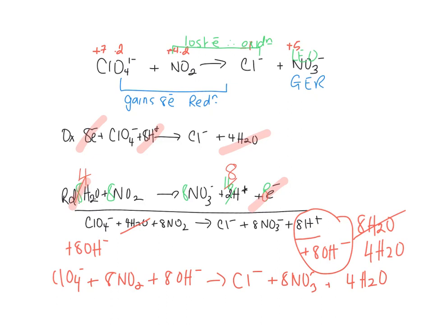So you're going to get a different number of oxygen and hydrogens than balanced in acid, but it will still be balanced in the end. So that's how to balance a redox reaction of perchlorate ions, nitrogen dioxide, into chloride and nitrate in both acid and base.